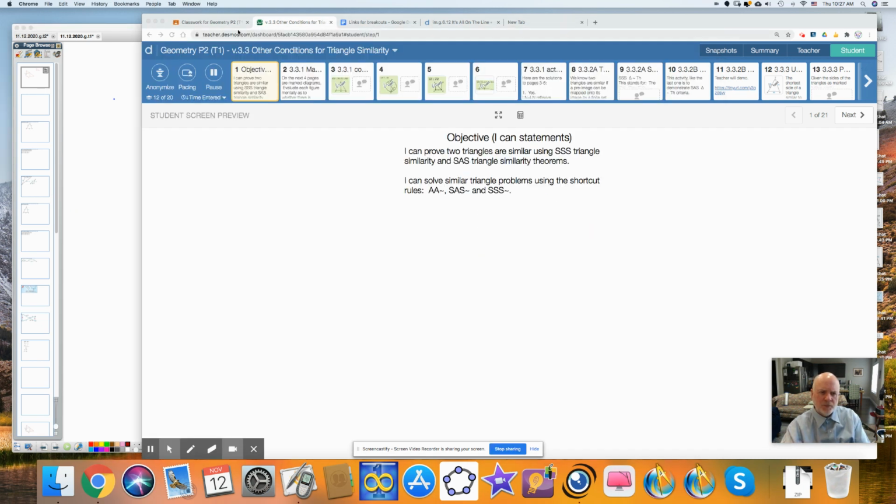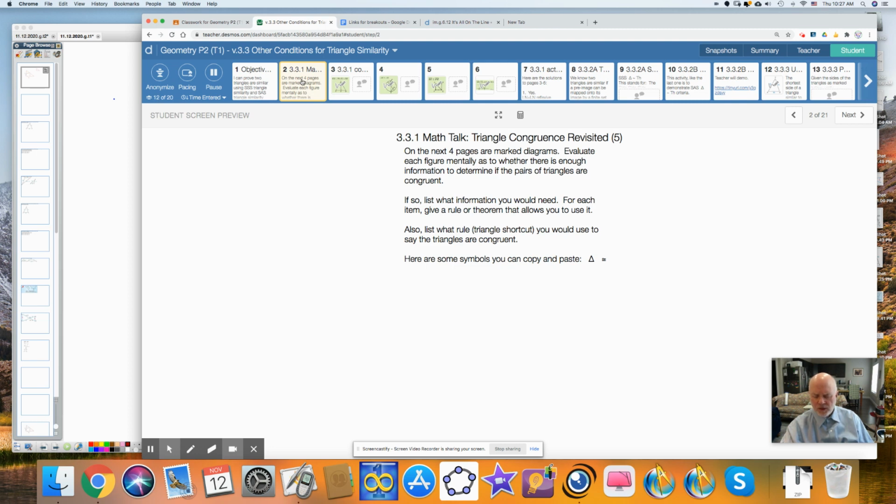Today's lesson on page 2. The next 4 pages contain math talks of marked diagrams. Evaluate each one mentally to see if there's enough information to determine if the pairs are congruent. And if they are, you need to mark them and also tell what information you would use as a theorem. And then write the rule, the shortcut that you would use to say that the triangles are congruent. So I'm going to copy these 2 symbols because I might use them in my proof.